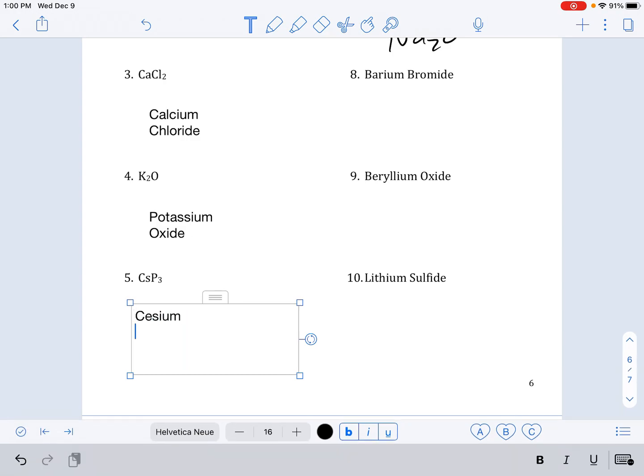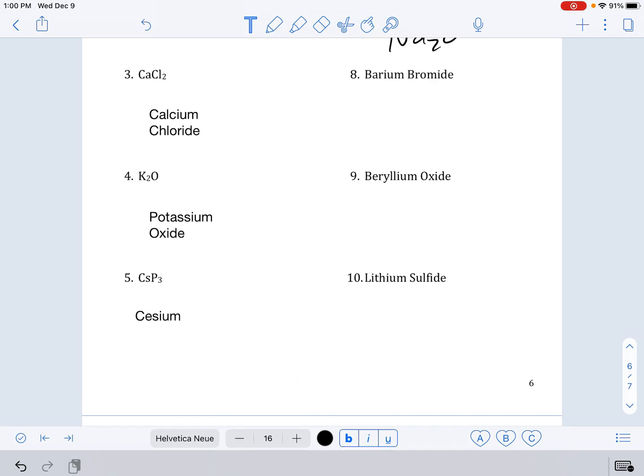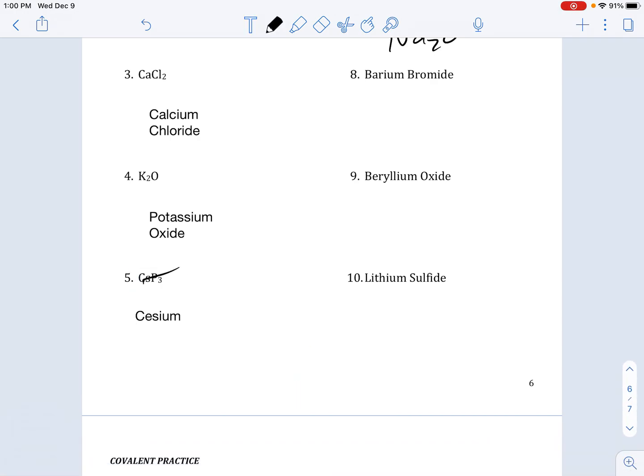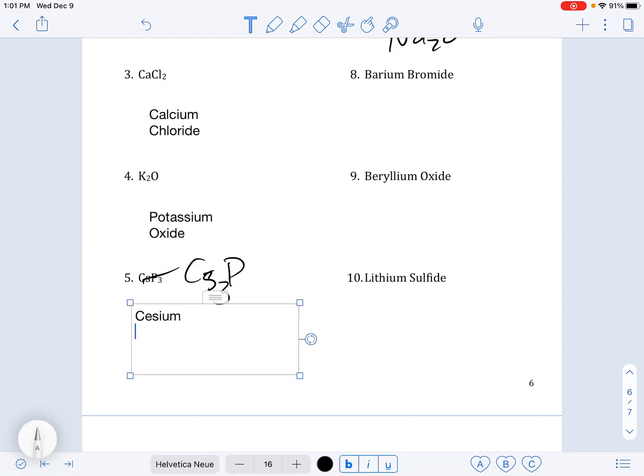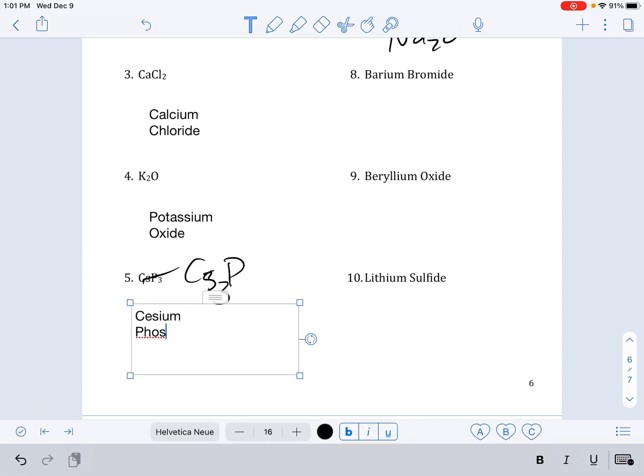Cs is cesium, and oh, that's a mistake. I'll fix that. It should be Cs3P. Not that you would notice necessarily, but cesium, and then this is phosphide.